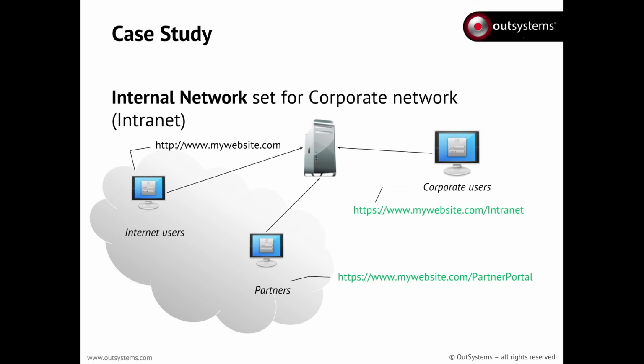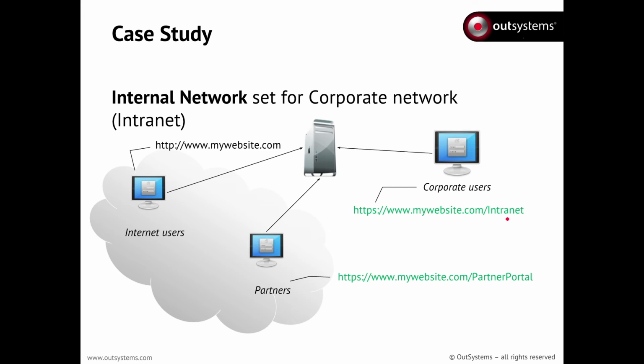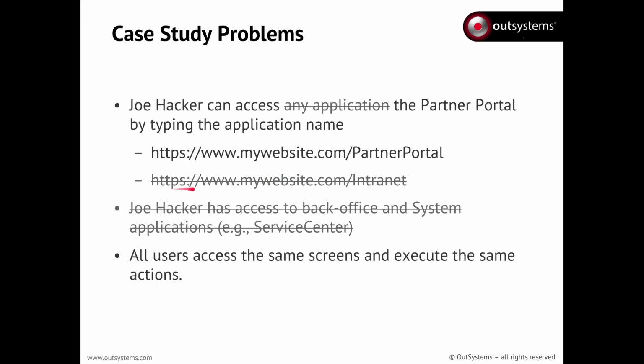First of all, we set the internal network for the IP range that you're using on the internal corporate network. The advantage? Well, suddenly our friend, the hacker, Joe Hacker, can no longer access any application because he can't access the intranet. I went back one slide. This application, we set its flow to be only accessible by corporate users and therefore only usable from within our premises or via VPN. So this application he can no longer access. Furthermore, systems applications such as Service Center are now protected also and can only be accessed from within our premises.